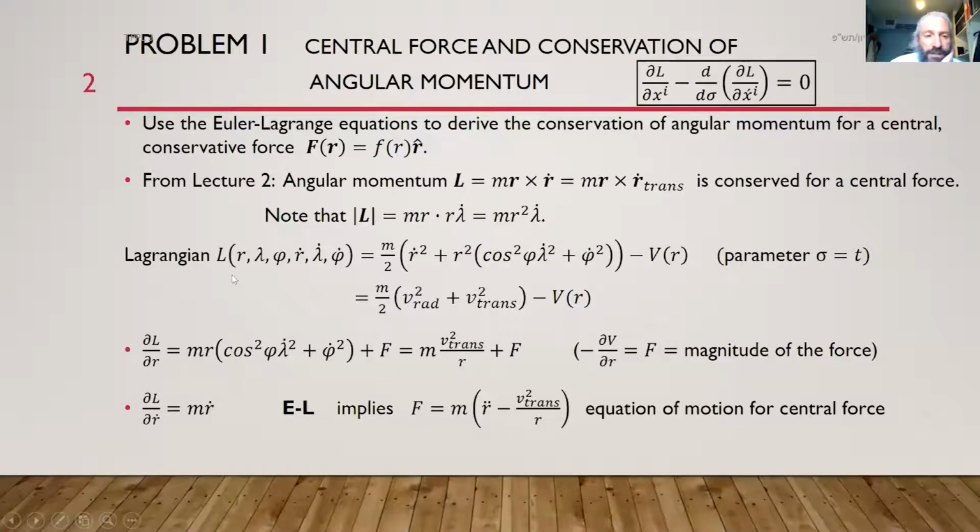Now we have to differentiate the Lagrangian by r dot, and we get simply m r dot. And Euler-Lagrange tells us that the derivative of this, m r double dot, must be equal to this expression. So we move things around and solve for F, and we have a nice equation of motion for a central force. The force is the mass times this expression, which is a combination of the radial acceleration, r double dot, and the centripetal acceleration. This part really doesn't have to do anything with the angular momentum, but it's nice to see what you get when you use r and r dot. You get the equation of motion.